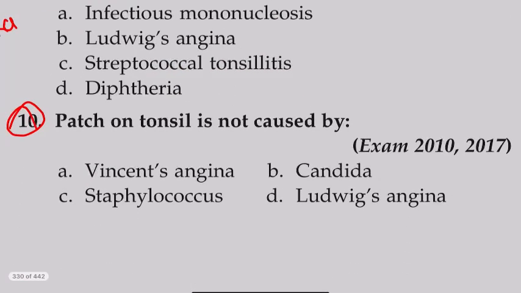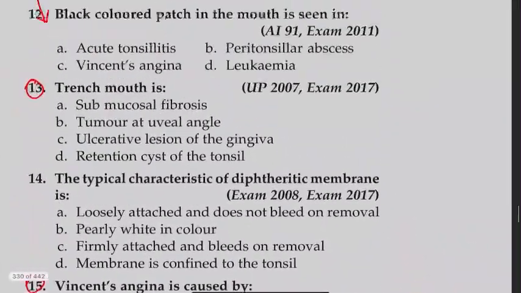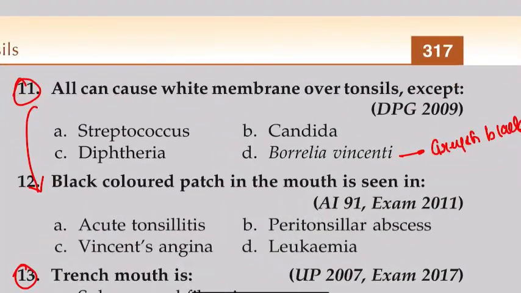Patch on tonsil is not caused by Vincent angina, it will cause it. Candida, it will cause it. Streptococcus, it will cause it. Ludwig's angina, I have already said it is cellulitis of the submandibular space, so it will not cause it. Now, all can cause white membrane over tonsil except: Streptococcus, yes. Candida, diphtheria, yes. Borrelia vincentii, no, because in Vincent angina the patch is grayish black, a necrotic patch formed over the gingiva and tonsil.